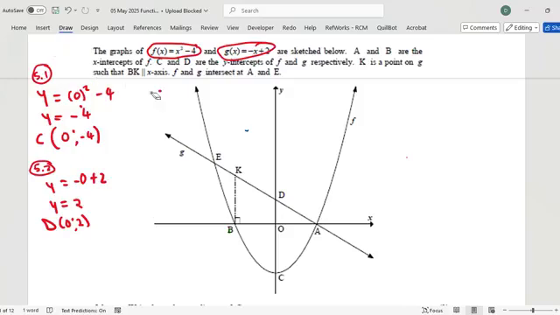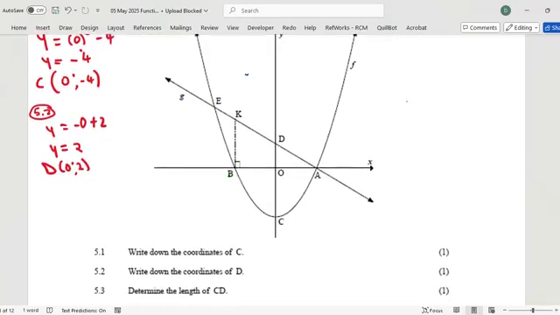I'm still going to pause and wait for a question if you have any. Okay, since there is no question, we move on. Now, calculate or determine the length of CD. What is the distance from C to D? That is what they are saying. Calculate the length of CD.